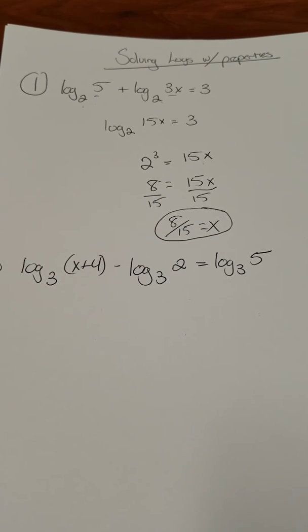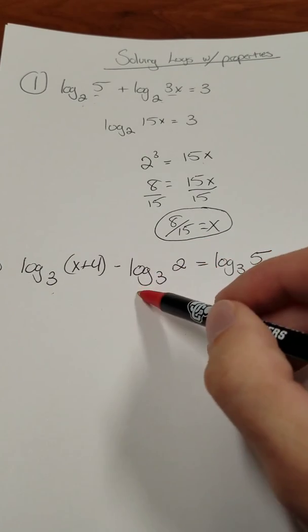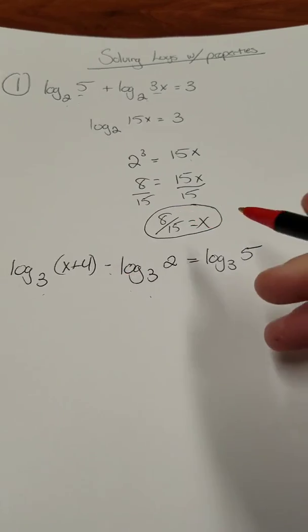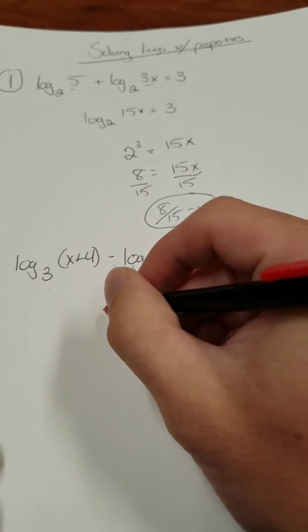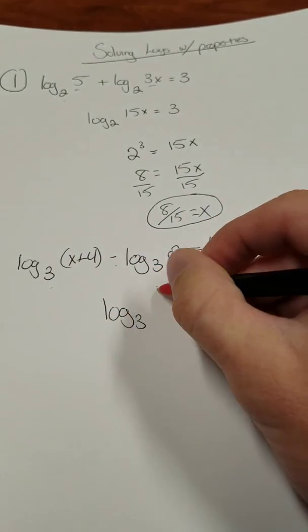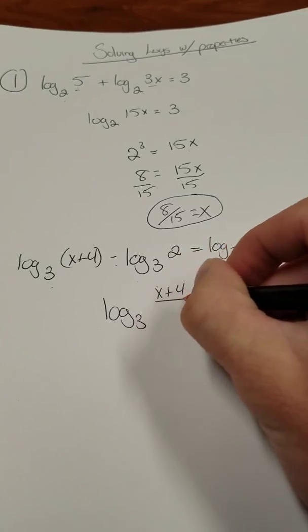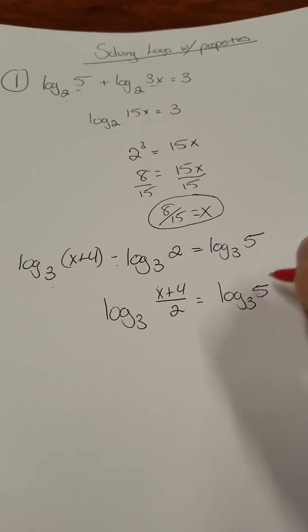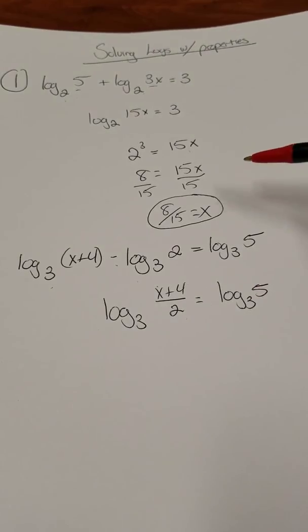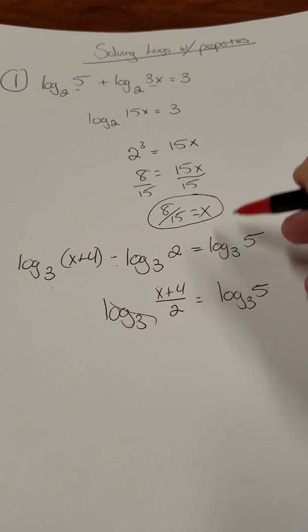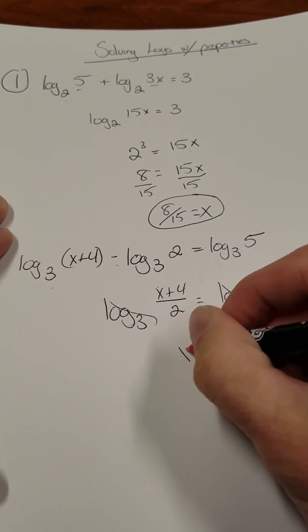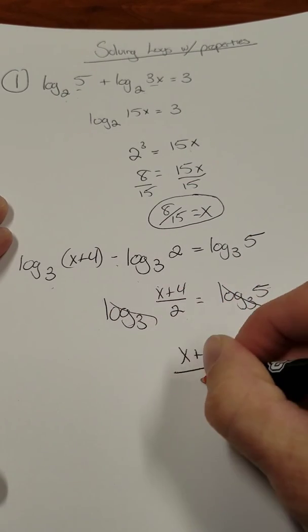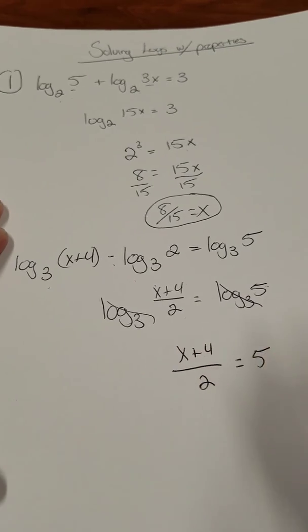with properties. All right, we have logs with the same base. They're being subtracted. Subtraction means to divide. So we get log base 3 of x plus 4 over 2 equals log base 3 of 5. Now something very, very nice happens in this problem that didn't happen in this problem up here. You have log base 3 on each side, so we can just cancel those out. So now we have x plus 4 over 2 equals 5.